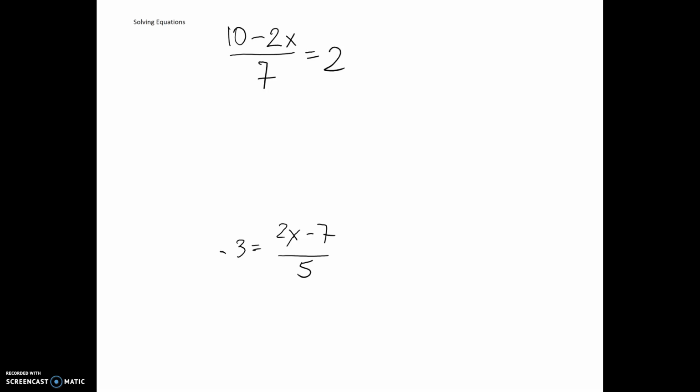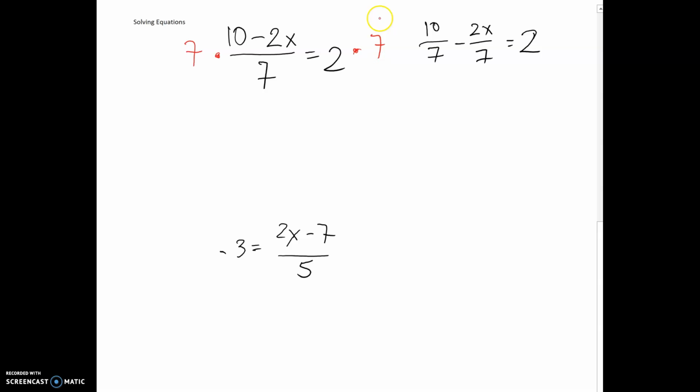Now, I don't necessarily recommend writing it this way, but another way to write the first equation looks like this. Both pieces are divided by 7. So what we want to do is get rid of that denominator first. If everything's being divided by 7, we want to multiply it by 7 so that it goes away. First step would be to multiply both sides by 7.